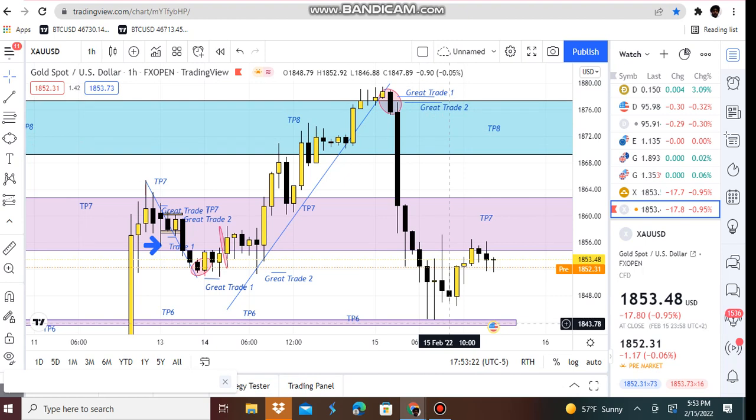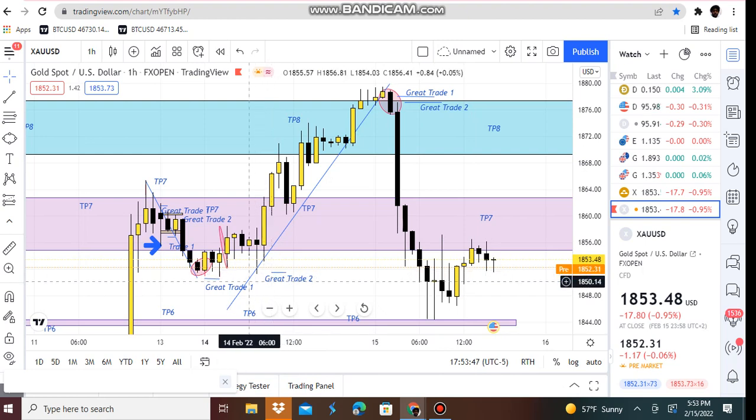So all this is for your psychology. Sellers were able to gain confidence and push price down to take profit 6, causing the market to reverse into a downtrend. And we would sell at the top. This is where we make the most money. We would sell at the top, and we could have done a few things.